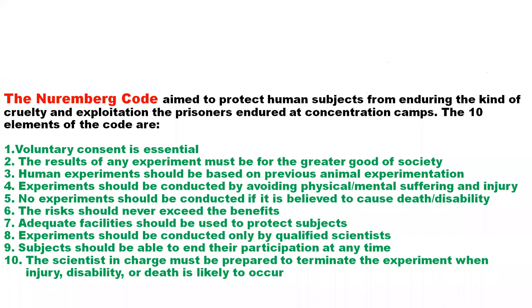Elements of the code: voluntary consent is essential, as with Covishield and Covaxin. The result of any experiment must be for the greater good of society. When we do research on stem cells in the case of cancer, at that time any person who accepts the experiment may be fine or may die, but after that experiment other people in society may benefit. That is why it must be for the greater good of society. Human experiments should be based on previous animal experiments. All of you know we do rat experiments, toad experiments, many experiments, and only after that do we run a new experiment with human beings.